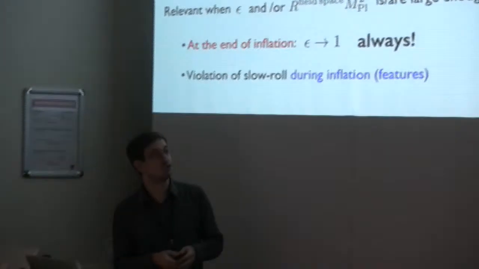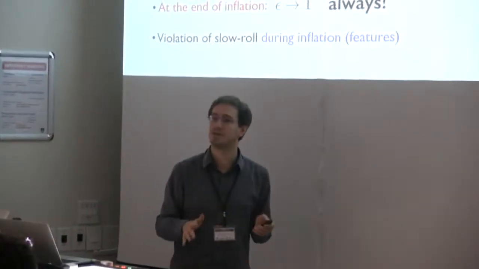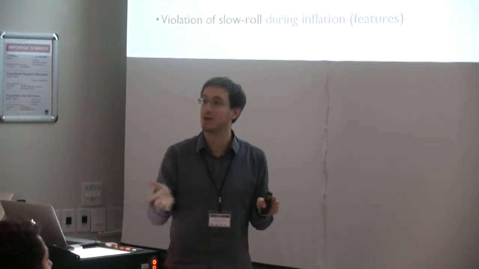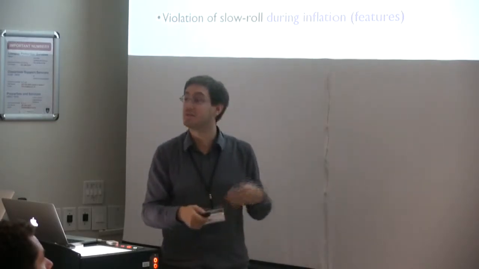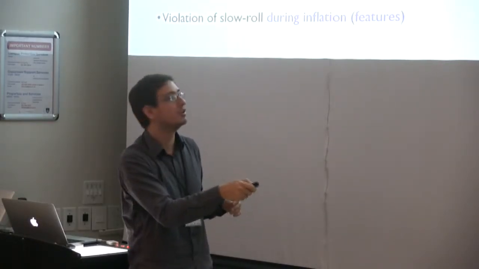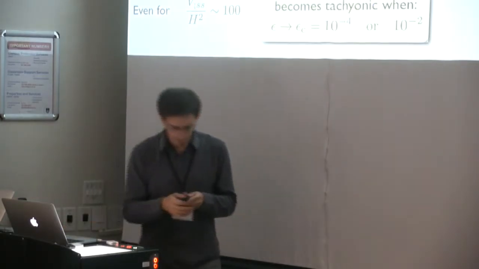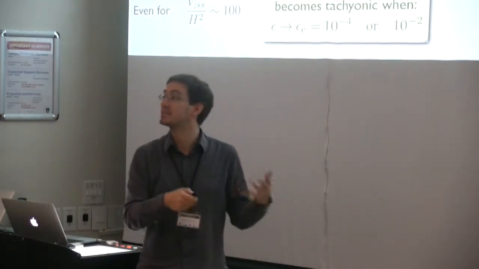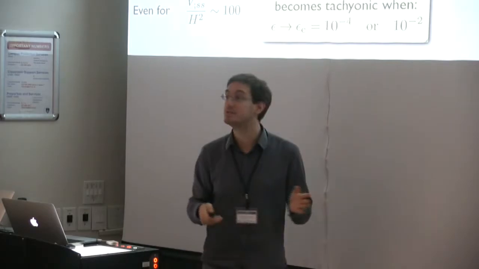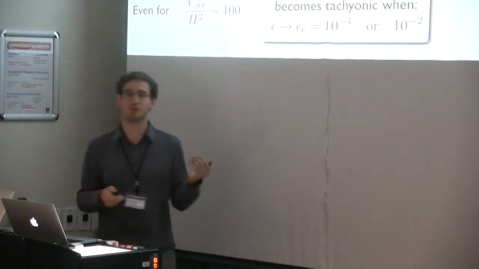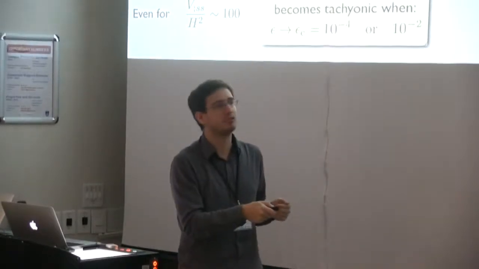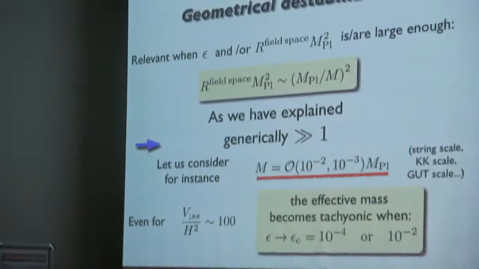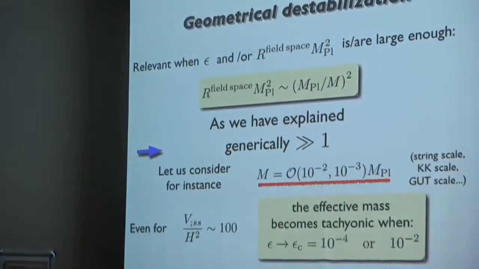And something I want to emphasize is that this naive suppression by epsilon is only, well, at the end of inflation epsilon is 1. So epsilon grows during inflation. And at least by the end of inflation, there is no epsilon suppression. And most importantly, as I've told you, the field space curvature is 1 over some mass scale M, which can be easily much smaller than the Hubble mass. For example, there's no fine tuning at all that M can be of order of the string scale or the Kaluza-Klein scale in high energy physics. So 10 to the minus 2, 10 to the minus 3, the Hubble mass.